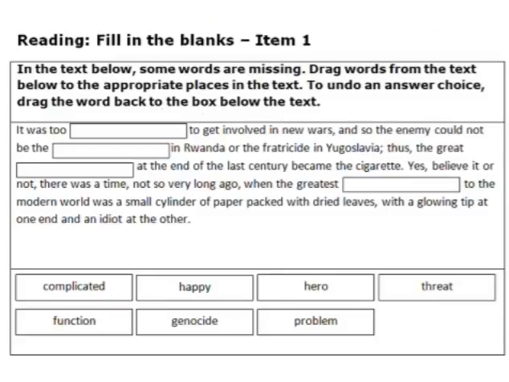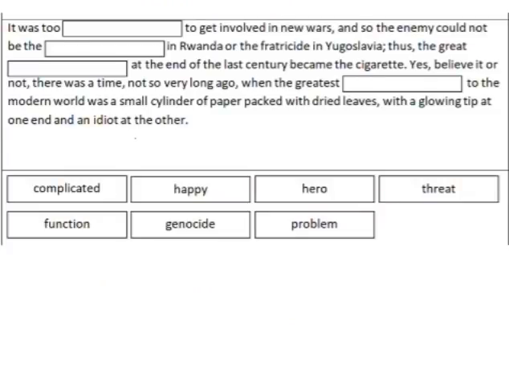Let's move to another example. Complicated, heavy, hero, threat. It was too something to get involved in new wars. Too is adding to the degree of something. Like we can say too heavy, too tight. What are these? These are adjectives. So this too hints to us that this word can be an adjective.